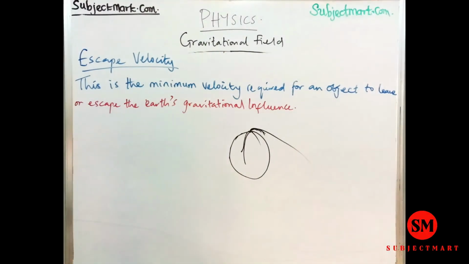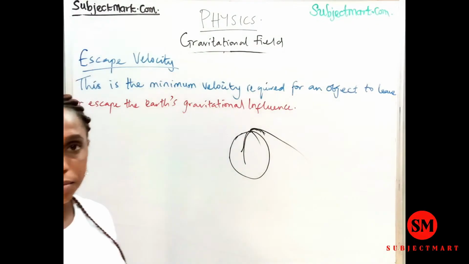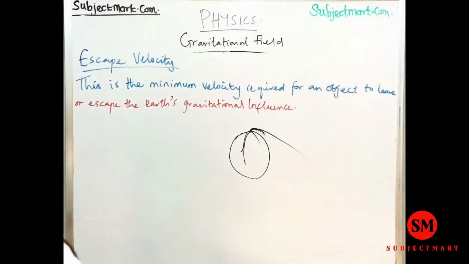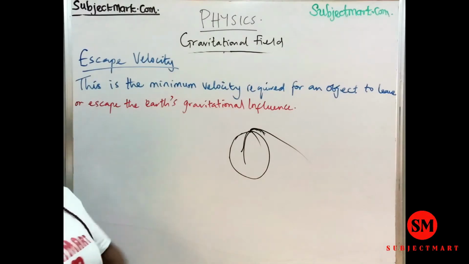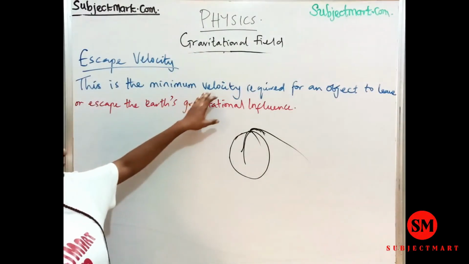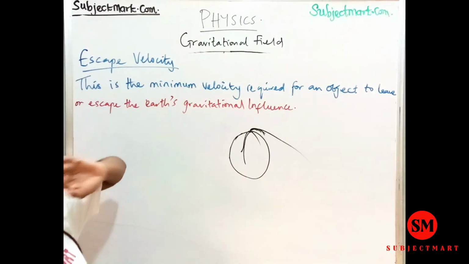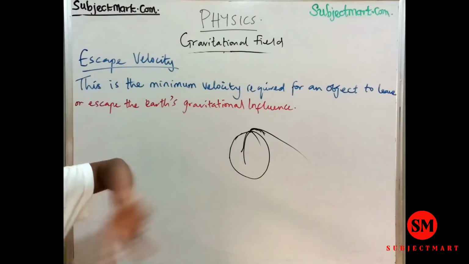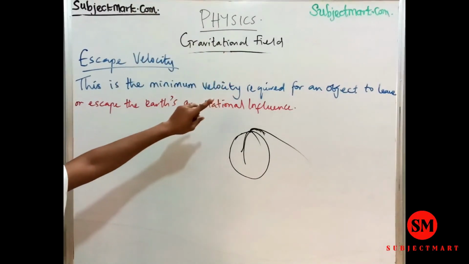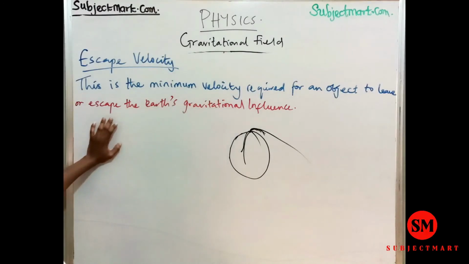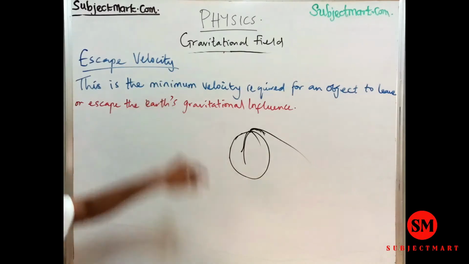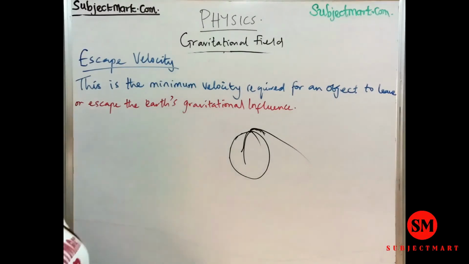And the application of this is what we see in rocket propulsion. And when a rocket is being launched, it is launched at a velocity, which is called an escape velocity, for the rocket to successfully leave the Earth. That means it has attained or it possesses the minimum velocity required by anybody.